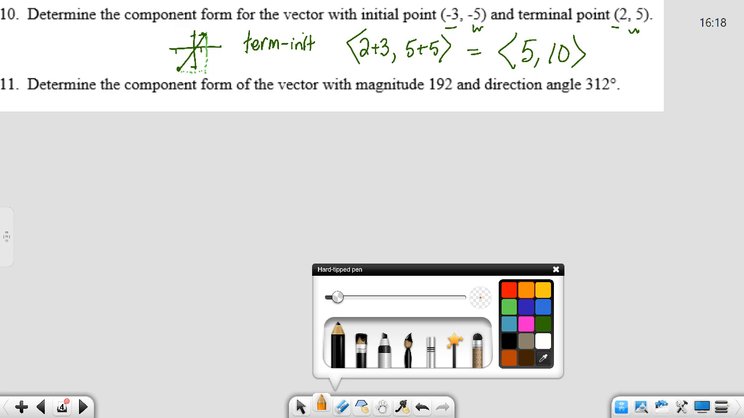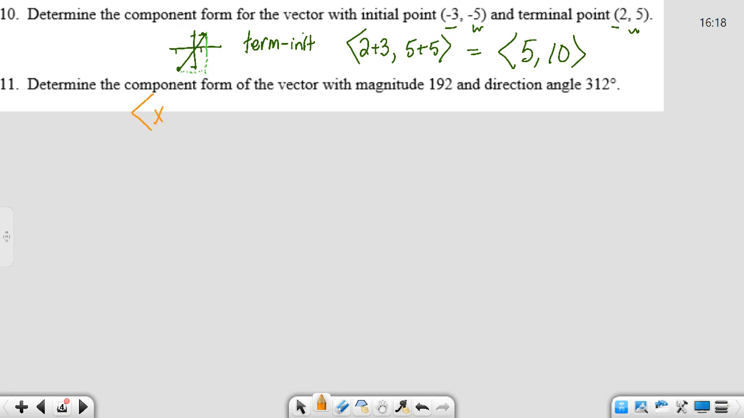Okay, I do not have component form. I need the x and the y. All they've given me is the magnitude of the vector to be 192, and that theta is 312 degrees. That does give you enough information to work through this problem.